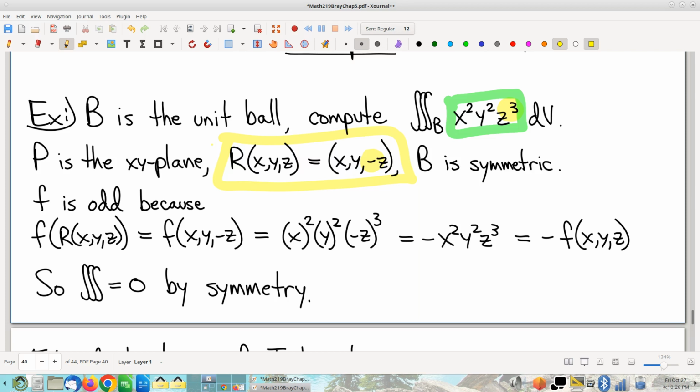Okay, this is wishful thinking. I can't just declare some formula that I like to be a reflection. Now I have to ask the nasty question: is there a plane through which this is actually the reflection? And a little bit of geometric thinking will persuade you, yes, the xy-plane is a plane, reflection through which will give you that formula, which will give you this oddness, so the integral is equal to 0.